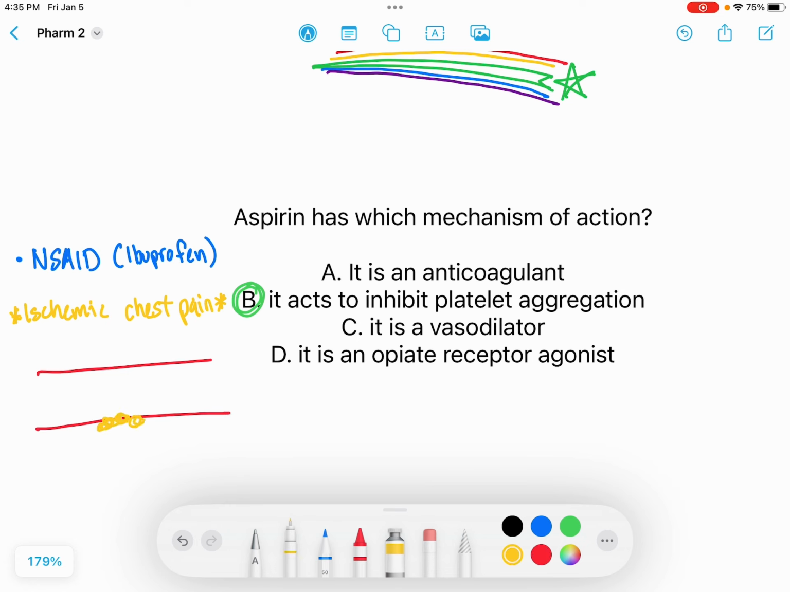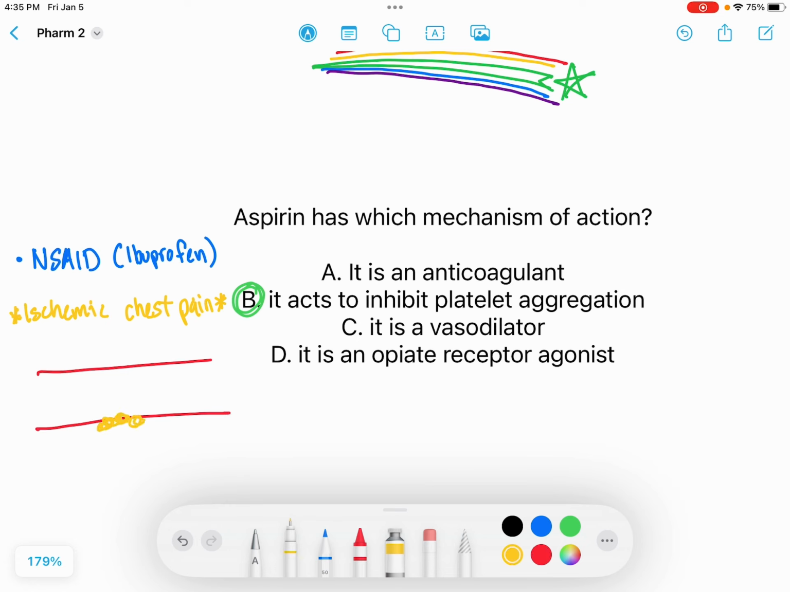Now, when we talk about vasodilators, the big one we think of is something called nitroglycerin. A lot of other medications function as vasodilators as well, but nitroglycerin is probably our big one. Not in the least because we can help patients take their own nitroglycerin. D is an irrelevant answer. That's opiates, your painkillers, oxycodone, morphine, things like that.